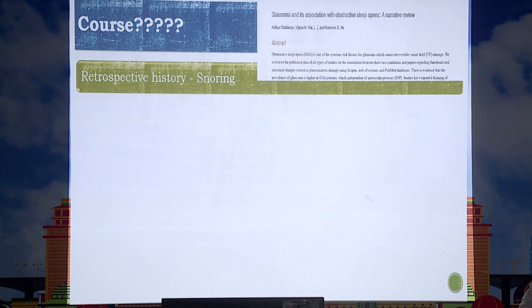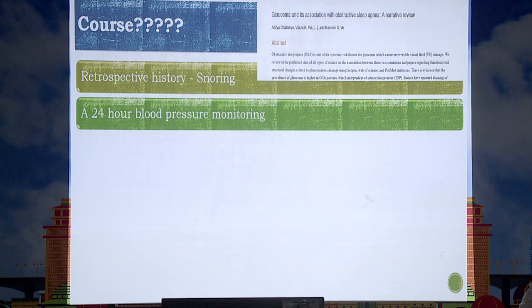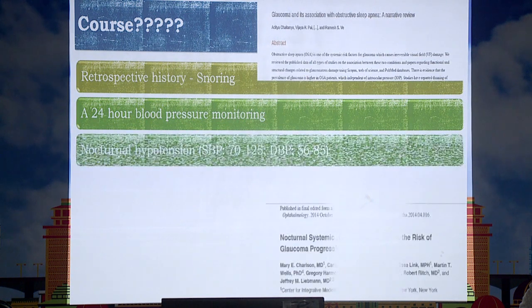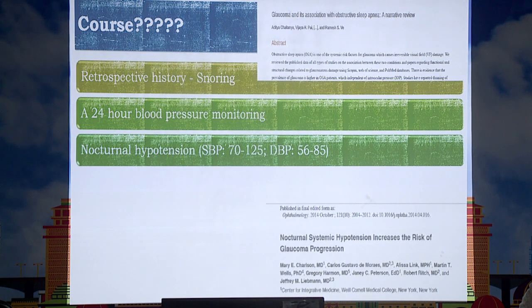Now the question is that despite the pressures being controlled, what are the other factors which can lead to progression of glaucoma? So we took a retrospective history. We inquired about snoring, and we know that snoring is associated with progression of glaucoma, but that was not present in that lady. Because she was hypertensive, we put her on 24-hour blood pressure monitoring, and we know that nocturnal hypotension is associated with progression of glaucoma because of reduced diastolic perfusion pressure.